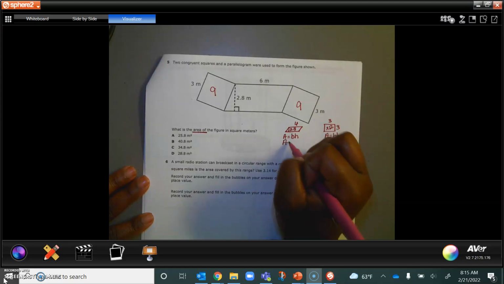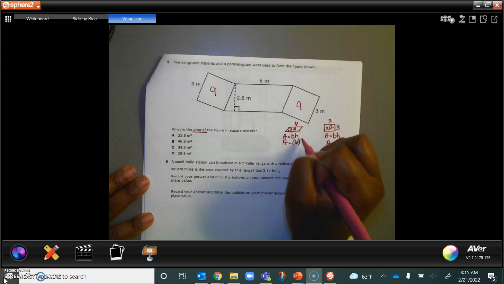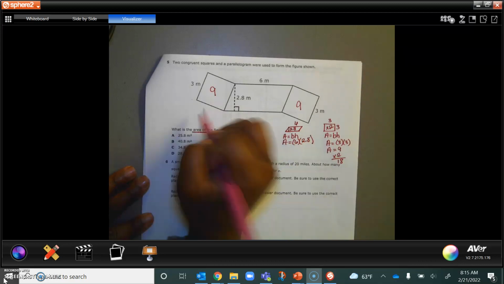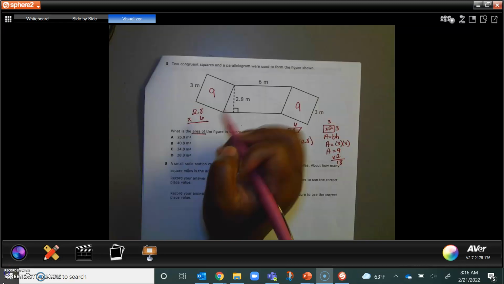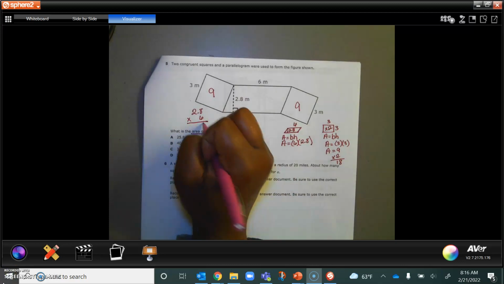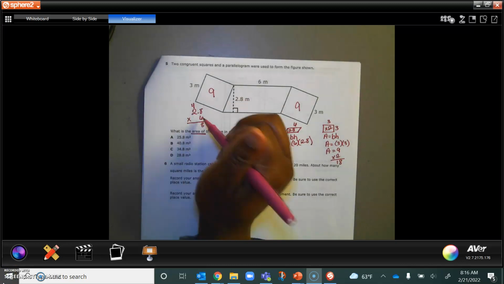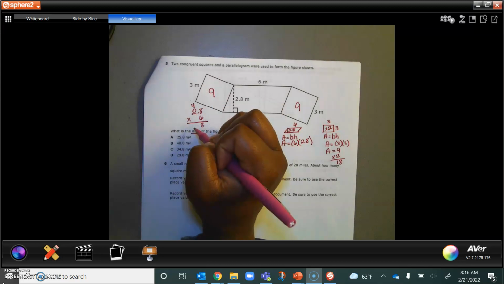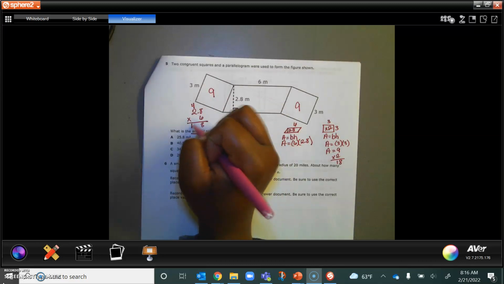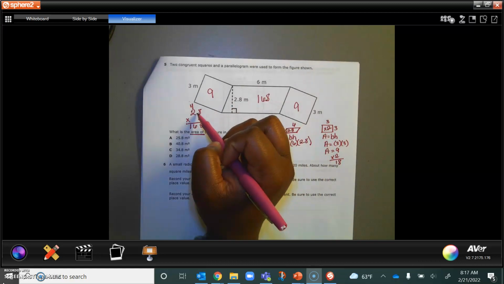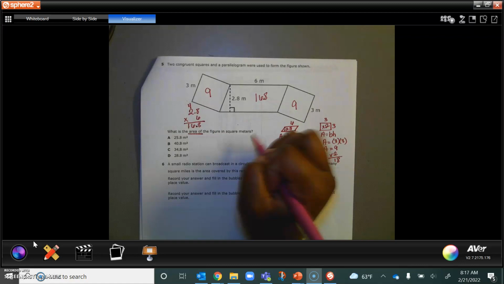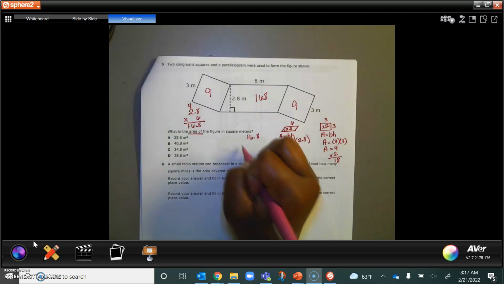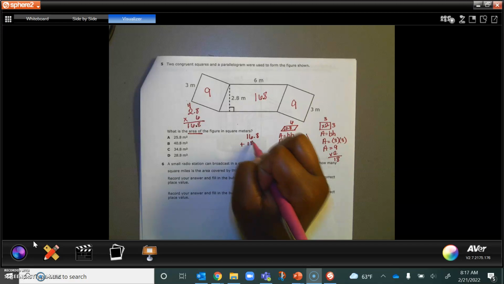Then my base is 6, and my height is 2.8. So I'm going to do 2.8 times 6. 8 times 6 is 48. Carry the 4, 12, 16. I have one number behind the decimal, so I need to have one number behind the decimal, and that's 16.8. So now I add all of these together, so I have 16.8 plus 18.